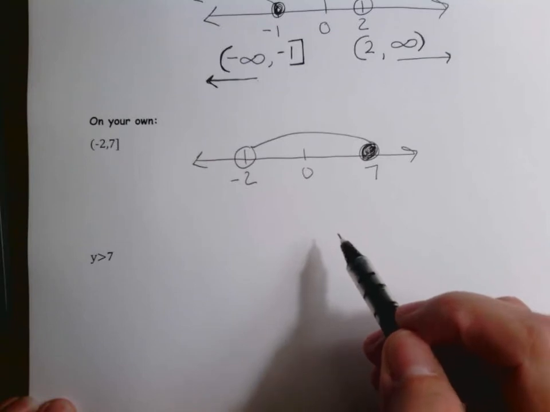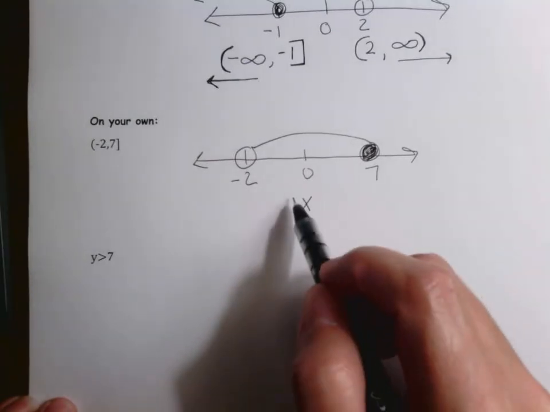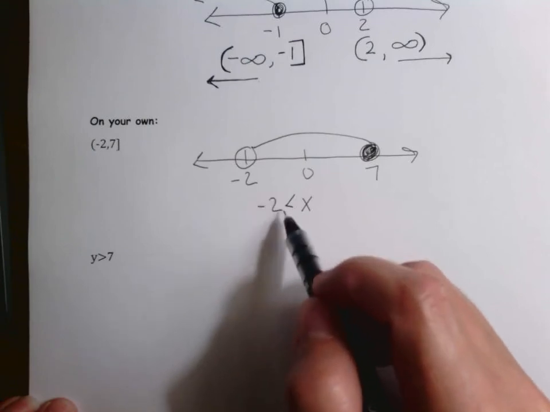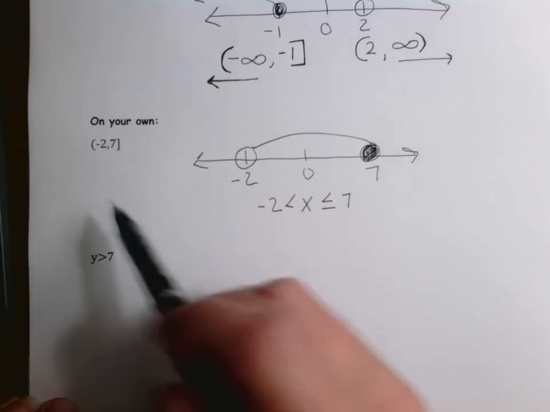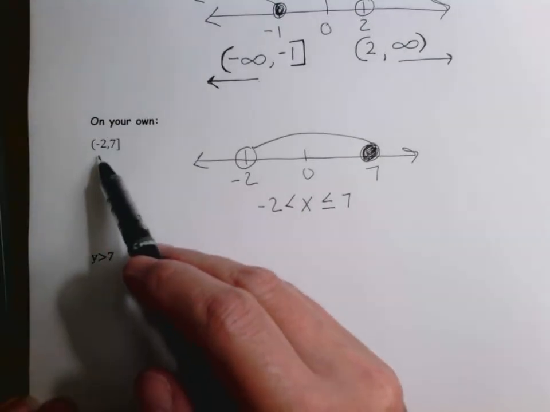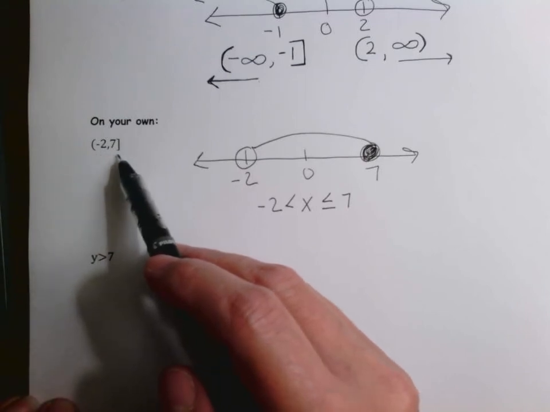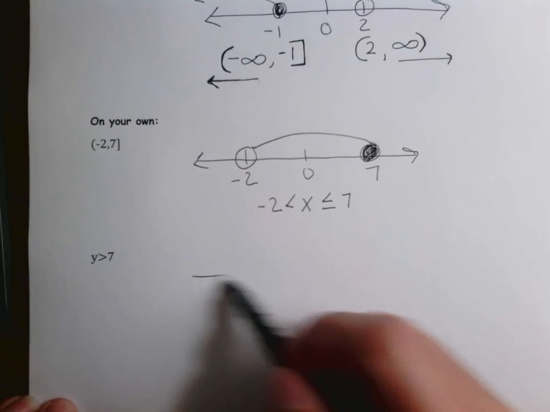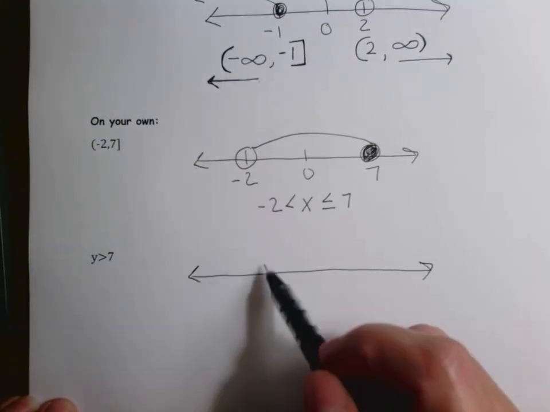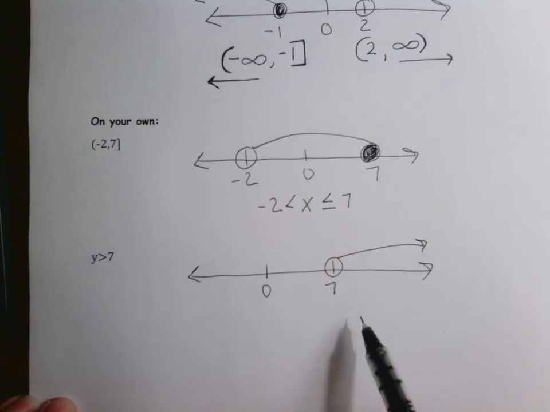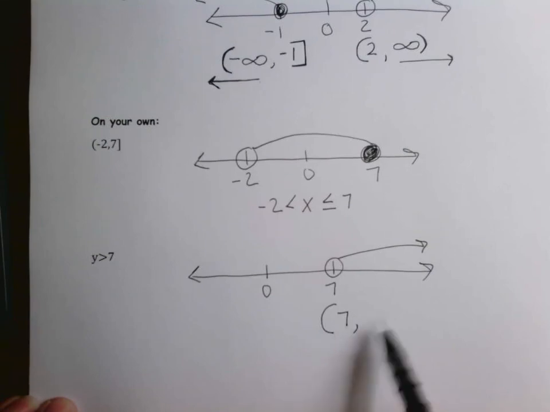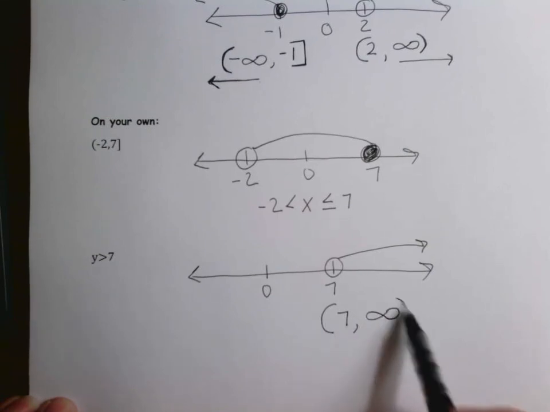And so what is this saying? X is going to be greater than -2 and less than or equal to 7. That's what this is saying. X is going to be greater than -2, but not including -2, and less than 7, including 7. And this one is pretty simple. I'm starting at 7. Y is going to be greater than 7. So I'm starting at 7, but not including 7. So it's a parentheses, and I'm going all the way to +infinity.